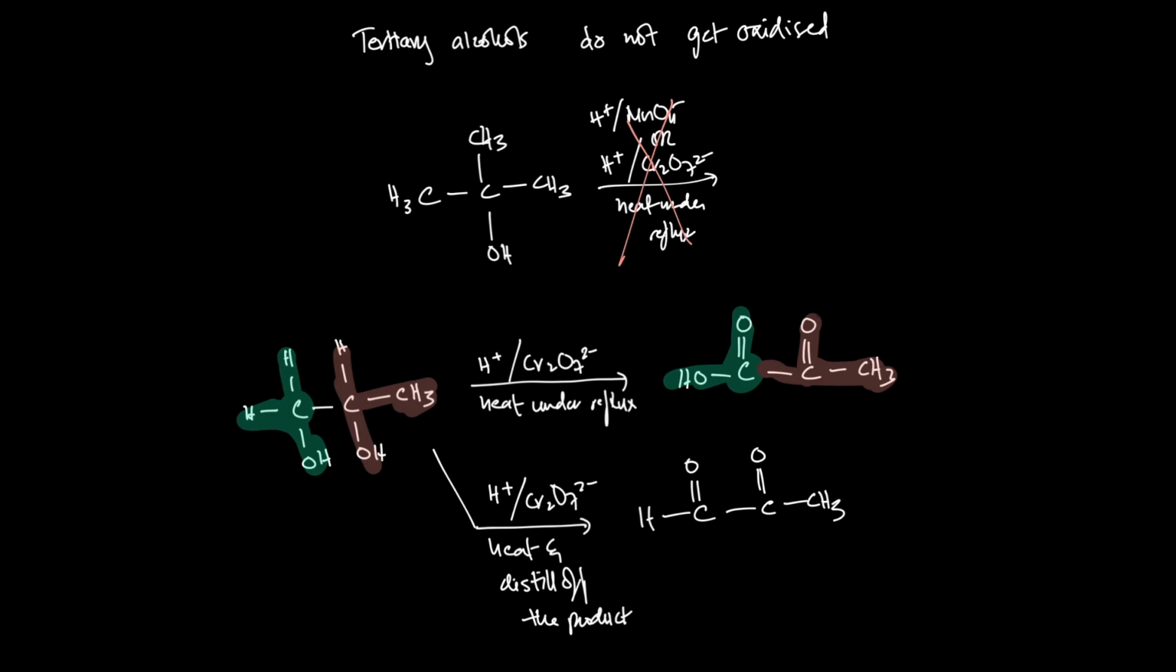There's only one reaction in our syllabus where ketones can be oxidized. We'll look at that in the next class. But otherwise, in most reactions, ketones will not undergo oxidation further. So with dichromate or manganate, ketones cannot be further oxidized. Secondary alcohols only make ketones, whether you reflux or distill. Whereas a primary alcohol under reflux will make an acid group, and when you heat and distill off the product, it will make an aldehyde group.